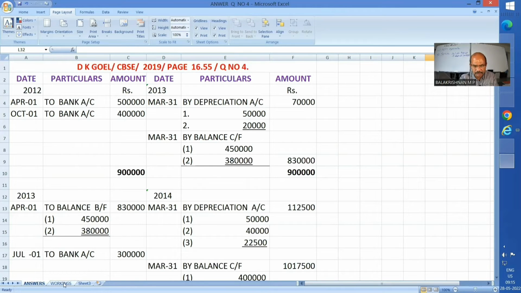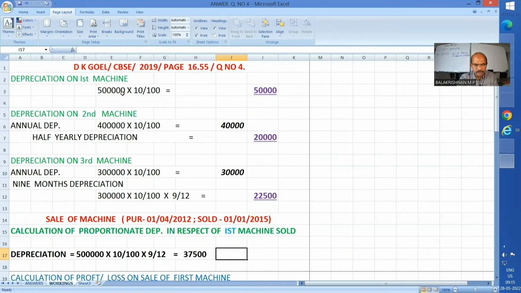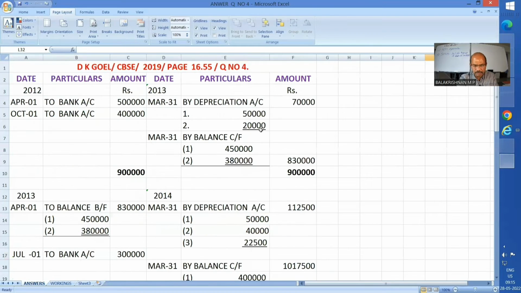Workings, I am getting back to workings. 5 lakhs into rate, 50,000. Second machine, 4 lakhs into rate, 40,000. However, it came into the picture only for half of the year. So half yearly depreciation, 20,000. So that I am showing here, 50 and 20, totally 70,000.